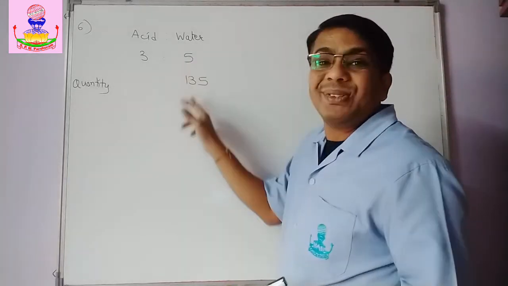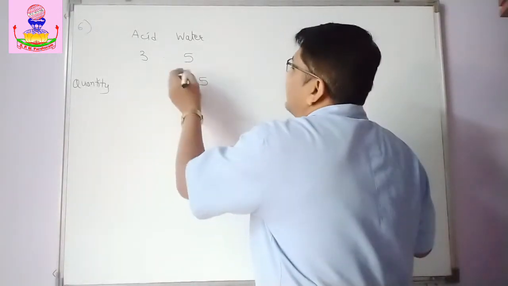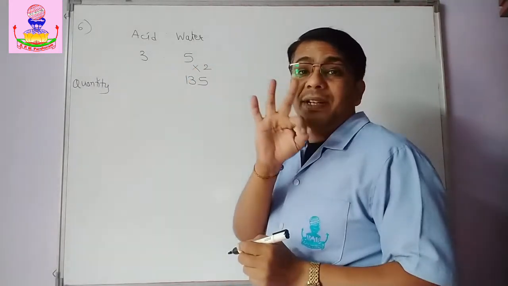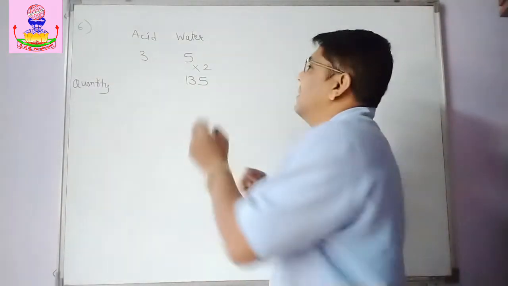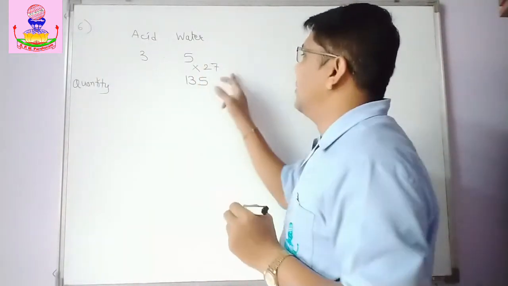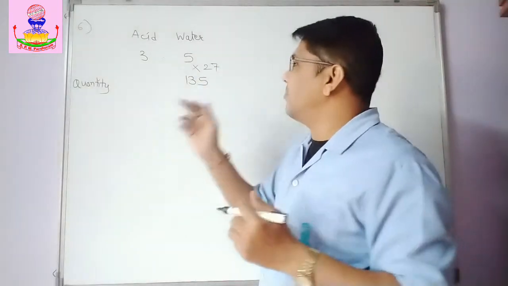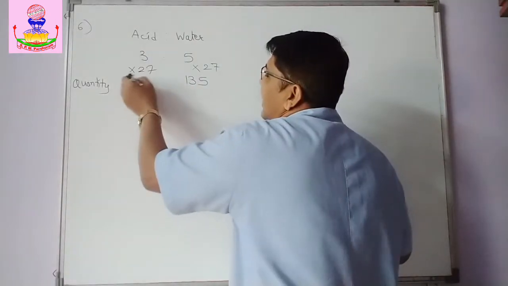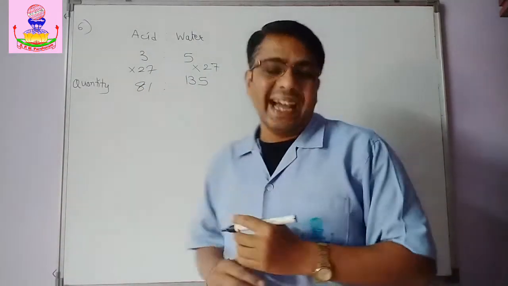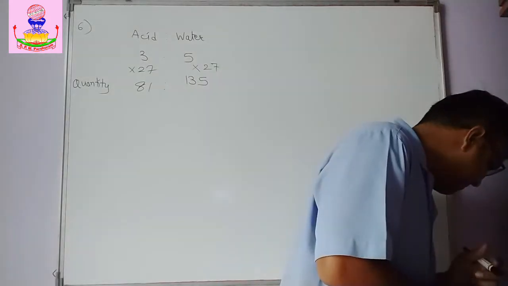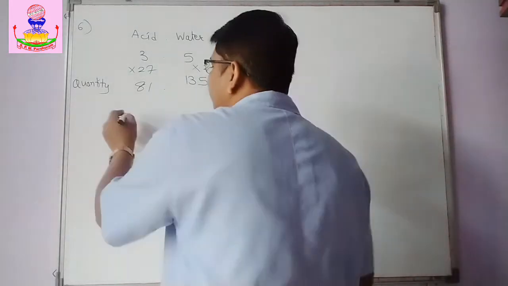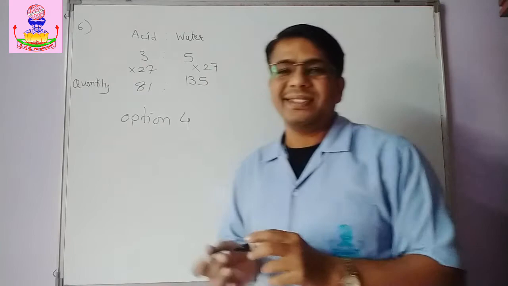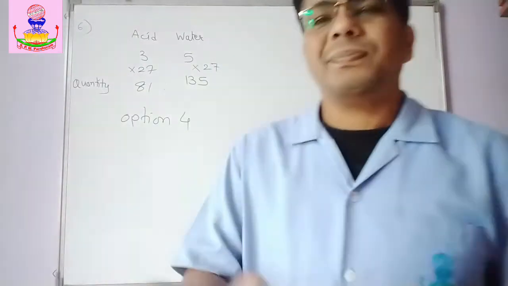Now see here, 5. Find out the common multiple. 5 2s are 10. Okay, I am writing a multiplication. 5 2s are 10. Remainder 3. So 35. 5 7s are 35. Okay, so 27 5s are 135. So that means the common multiple is 27. Okay, so 27 3s are how much? 81, and hence option 4, 81 liters. That is the answer. Okay. Now next example.